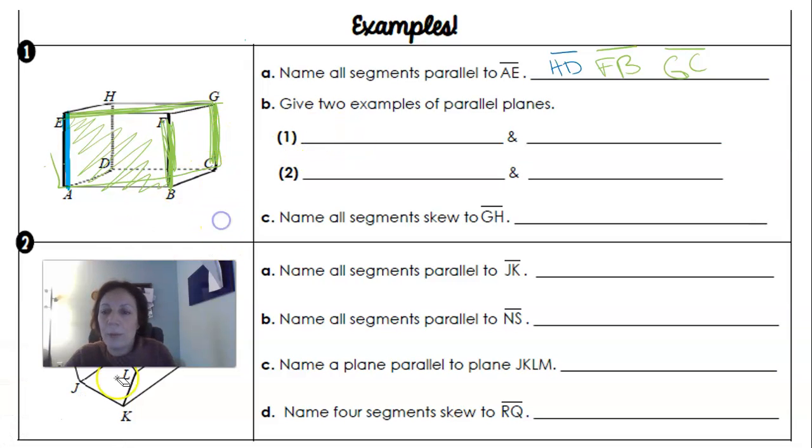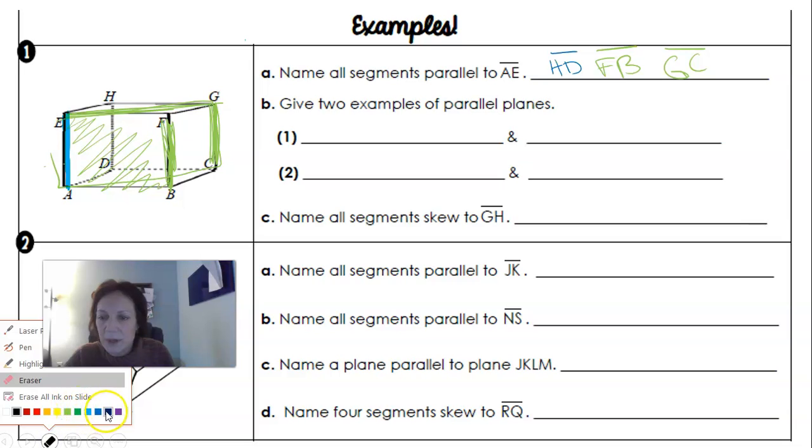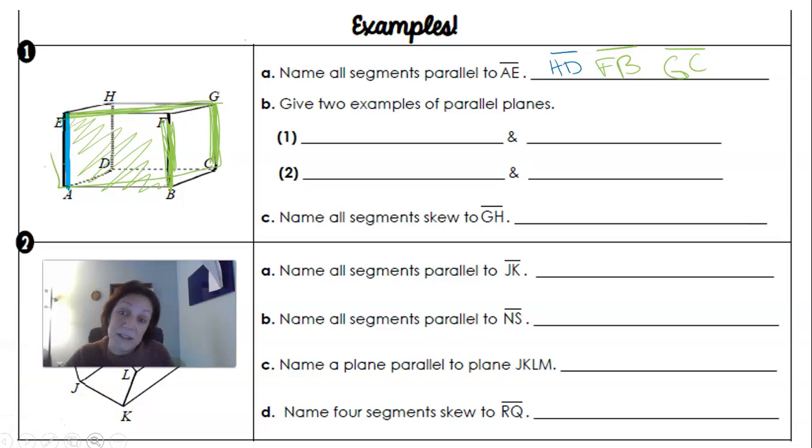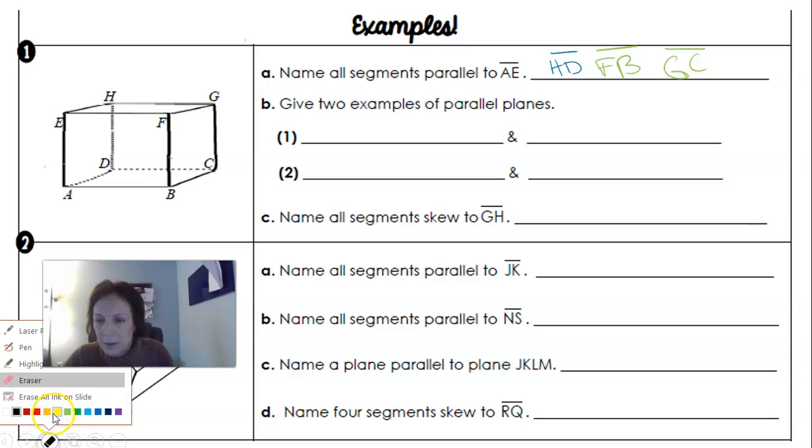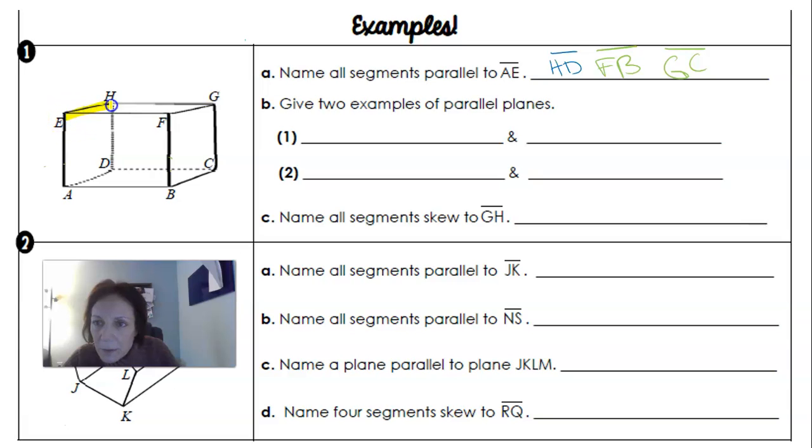Okay, parallel planes. The first thing we need to do if we want to identify some parallel planes is identify one and then see if we can find one parallel to it. So let's talk about this plane right here on the side. Again, if we're thinking this is a room, it's like the left-hand wall of the room. Parallel to the left-hand wall would be the right-hand wall.